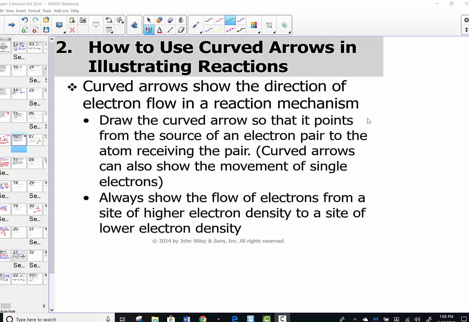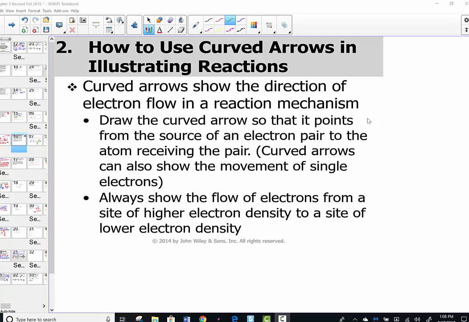Let's start with our second chapter lesson here, looking at how to use curved arrows in illustrating reactions. This is kind of review from an earlier lesson, so I'm going to try to hurry through this and just emphasize those things that we'll need to carry forward.